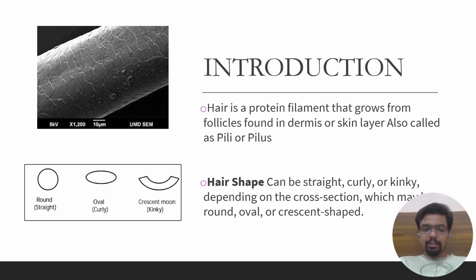In the introduction, we will learn about what a hair filament is and what the shape of hair can be. The hair filament is made up of protein which grows from the follicles, which are found in the dermis or the skin layers, also called pili, or in plural form, pilus. And hair shapes can be straight, curly, or crescent moon shaped depending on their cross section, which may be round, oval, and crescent.